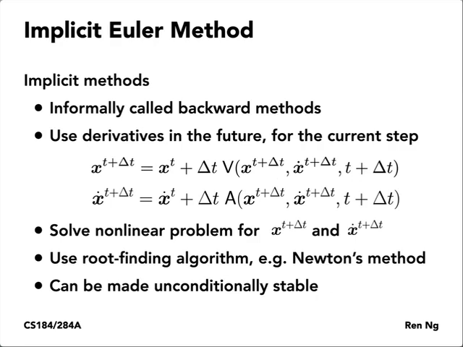And this turns into a multi-dimensional version of Newton's method to try to estimate what the target velocities and accelerations at the end of the interval are. This is solving a nonlinear problem for the position and the velocities at the end of the interval. It involves root finding, for example, like Newton's method. This kind of method is slow. It can be difficult to implement, but it can be made unconditionally stable, which is a really useful property for simulations of this kind to have.